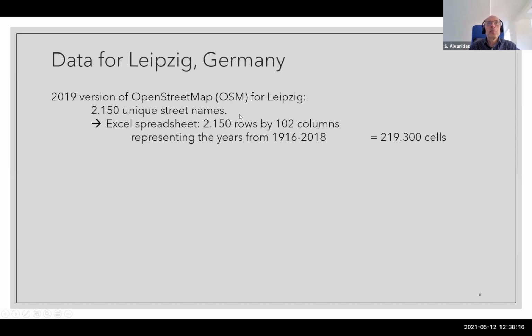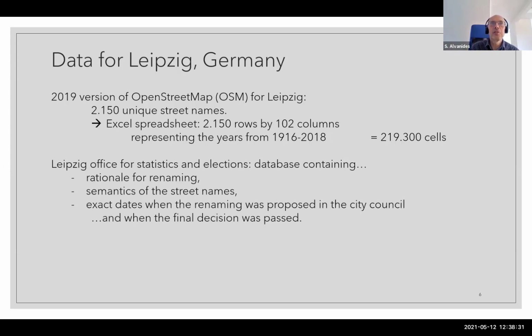We entered the data into a spreadsheet, and then we created around 102 columns to code the data from 1916 to 2018. Now, obviously, we started from 2019, and we kind of worked backwards, trying to understand all the street name changes. The changes themselves of the street names came from the Leipzig office for statistics and elections. So we had a database containing the reasons why the street names were renamed, semantics of street names, exact dates, etc. But all this was not in a comprehensive form.